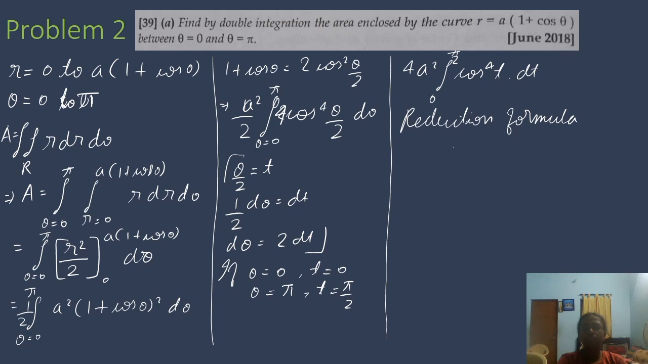Now the value of n is equal to 4. Hence we'll get 4a square into n minus 1 is 3 by n, which is 4, into n minus 3 is 1 and n minus 2 is 2, and we can multiply by pi by 2 because n is equal to 4, which is even, hence k is equal to pi by 2. Hence we shall get the area as 3 by 4 a square into pi square units.